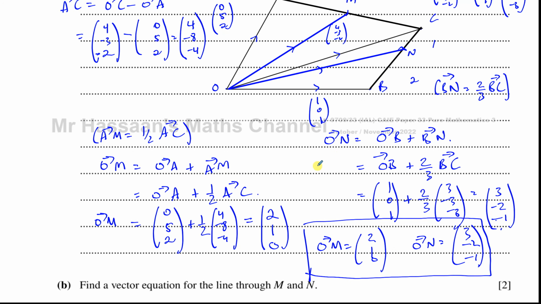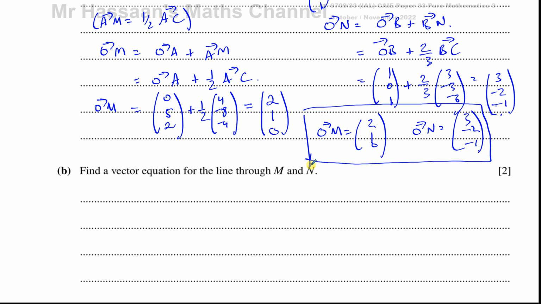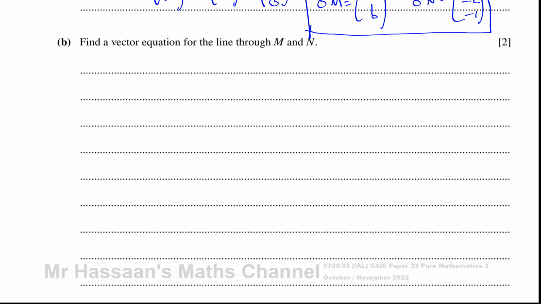Okay, so now moving on to part B, it says find a vector equation for the line through M and N. Now we have to find the vector equation of a line. The vector equation of a line is made up of two parts. So you have the vector equation r equals a plus lambda b.